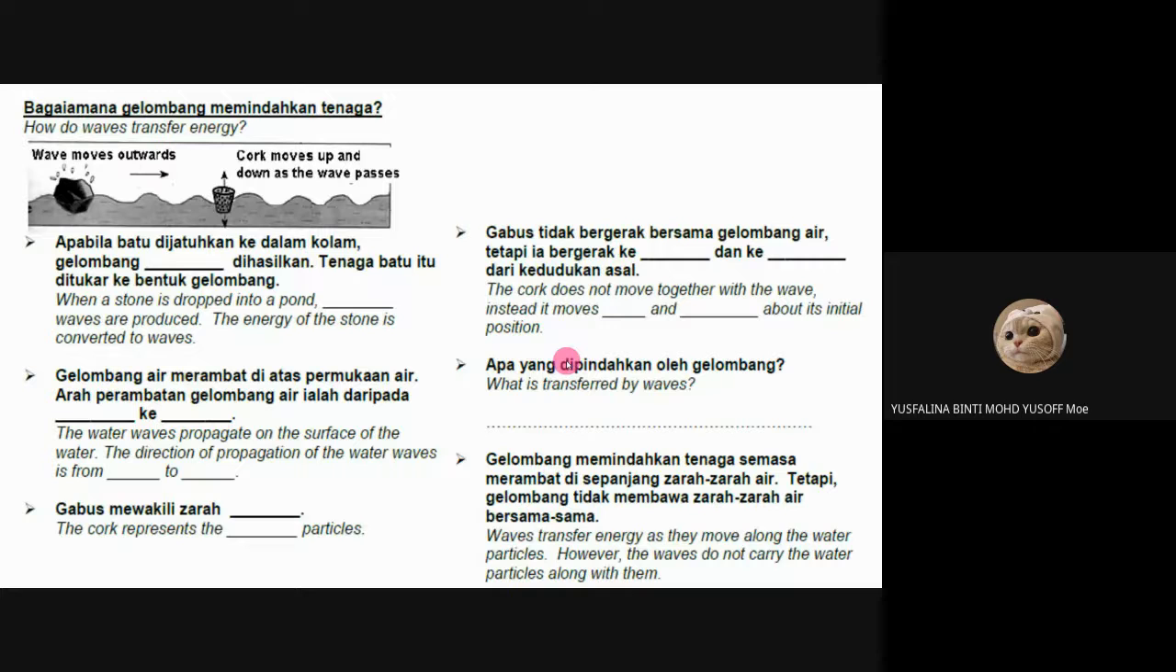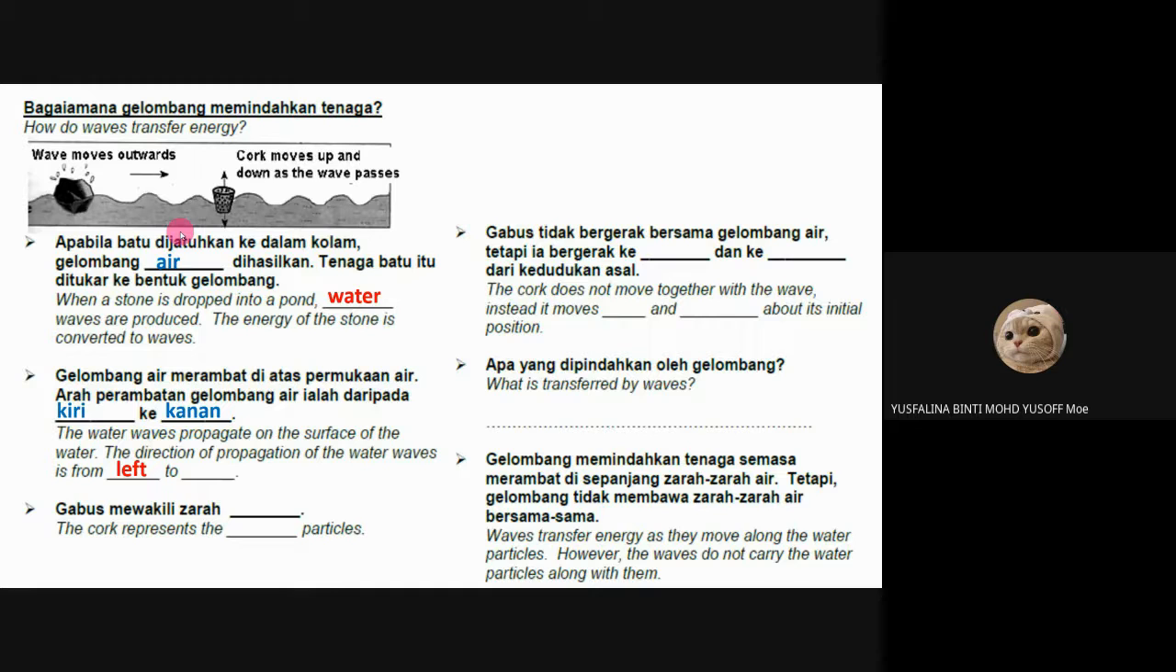So when a stone drops into a pond, water waves are produced. The energy of the stone is converted to wave. All right, and then the water wave will propagate on the surface of the water.